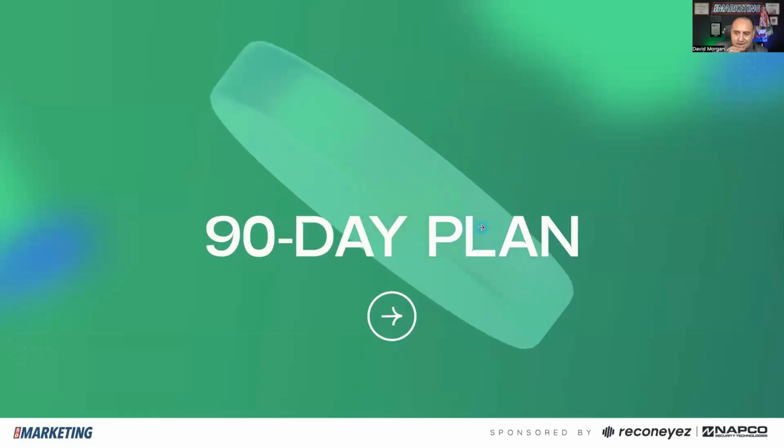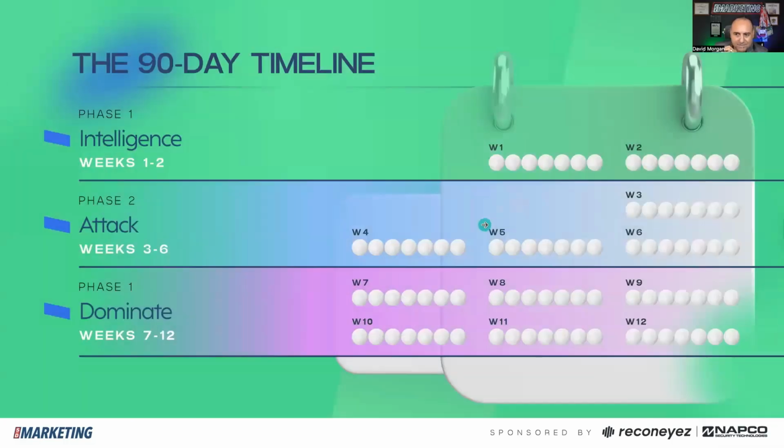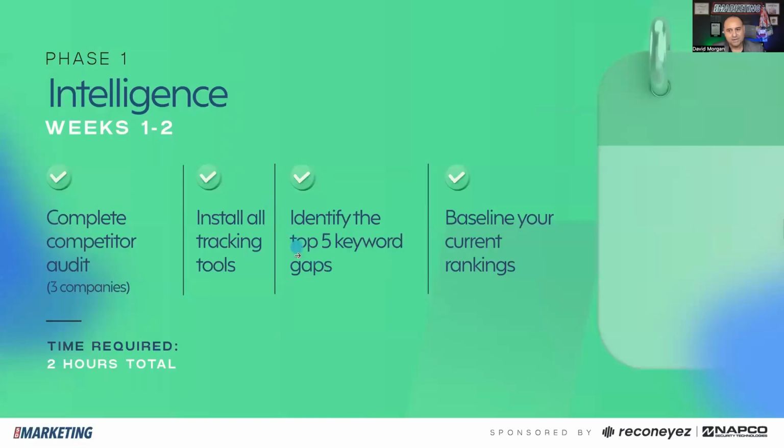In terms of the 90-day plan, I'm going to zip through this because we have these on our resource tabs. When I say resource tabs, I mean the resource checklist that we're going to send to you. There are basically phases that you can do by week in terms of your timeline. And when we talk about the intelligence perspective, we're talking about a competitor intelligence audit.